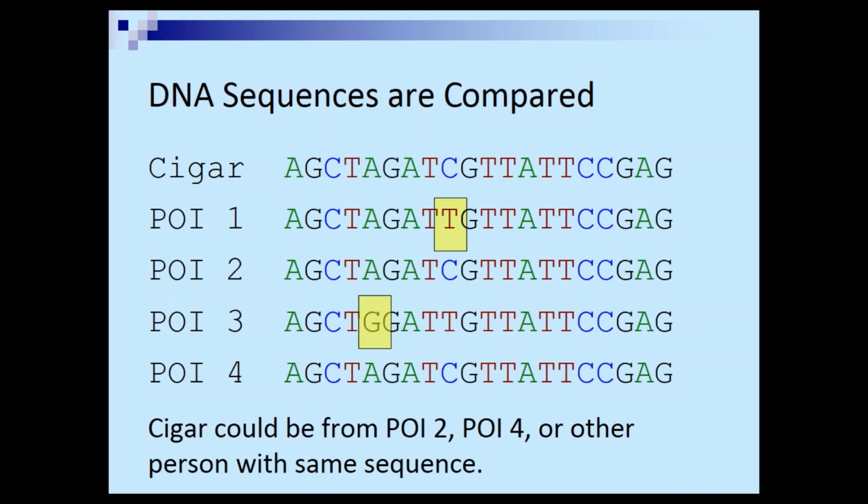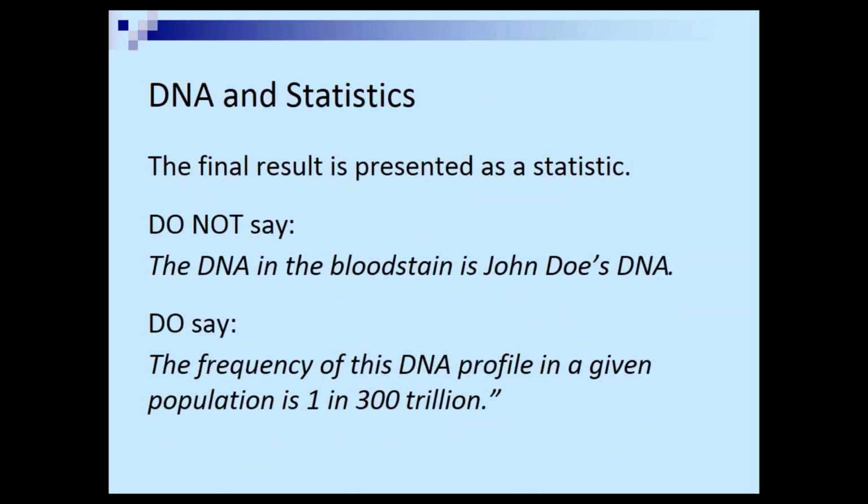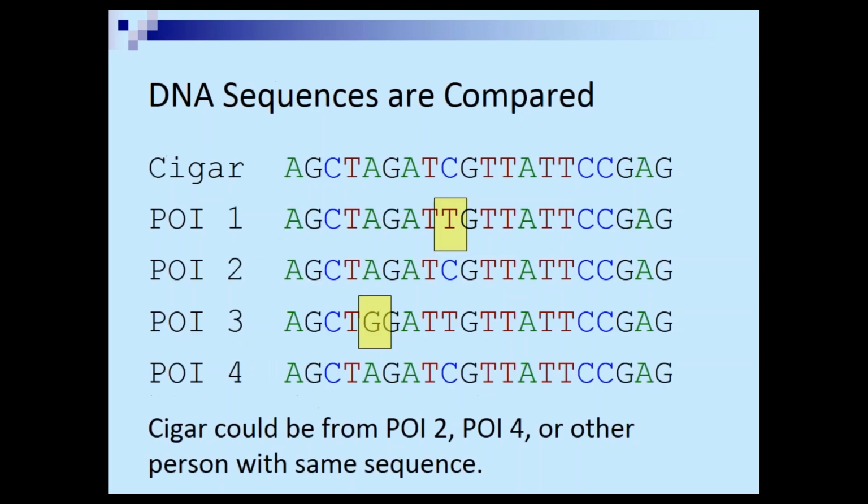Well, we can rule out. Did the cigar belong to the person of interest? Okay, let's not say belong, but was person 1's DNA on the cigar? Yes or no? Definitely no, because one of them is different. Was person 3's DNA on the cigar? Definitely no. But can we say it definitely matched person 2? No. It may have matched person 2 or person 4, or it could be another person, their cousin or a random stranger that happens to have the same sequence. Okay? So that's the big difference between mitochondrial DNA and nuclear DNA.